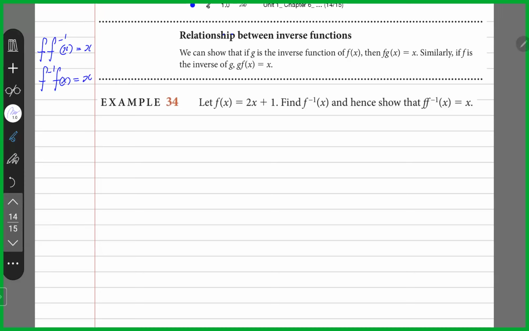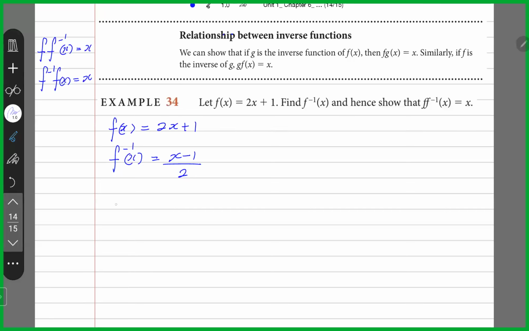Now, let's have a look at example 34. It says, let f of x be equal to 2x plus 1. We're to find f inverse of x. So let's do that. f of x is equal to 2x plus 1. Well, at this stage, you should be able to say that f inverse of x is actually equal to x minus 1 over 2. That's what you should be able to say.